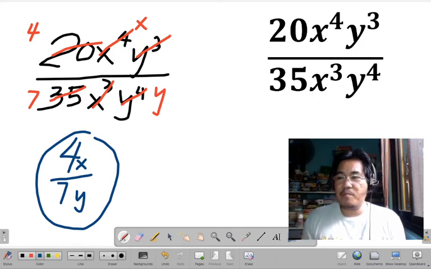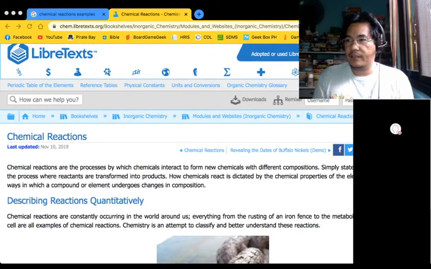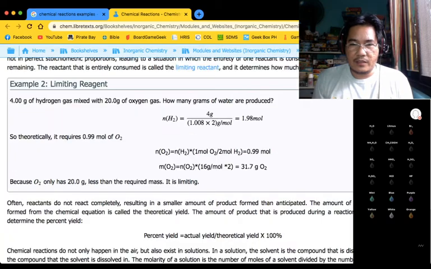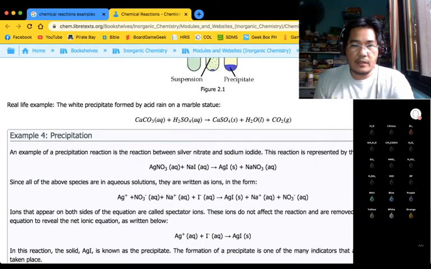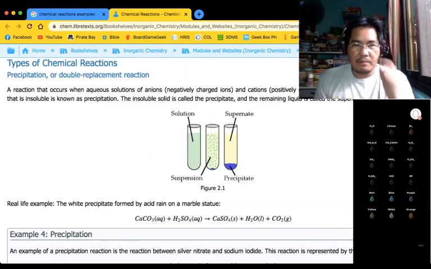Okay, that's for math. Now this one is for science. For science, I have here my webcam. And then here we have the internet browser, so that I could look for different chemical equations. I'm just teaching, let's say, different types of chemical equation.